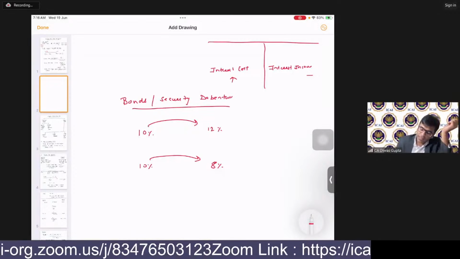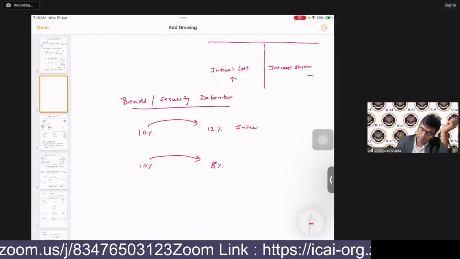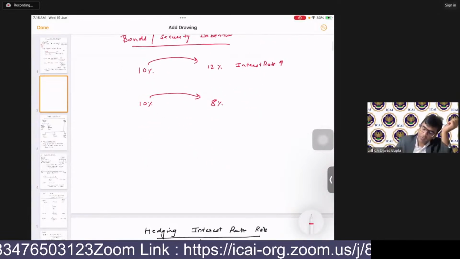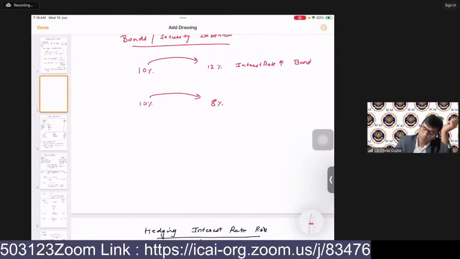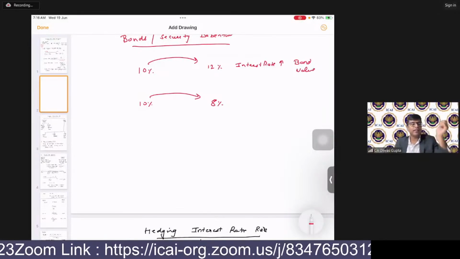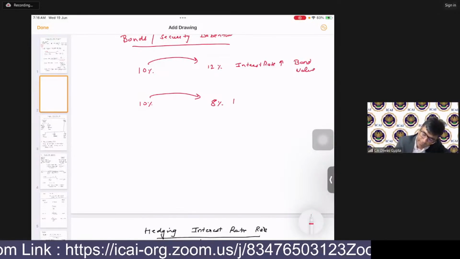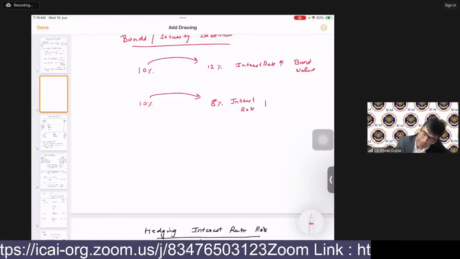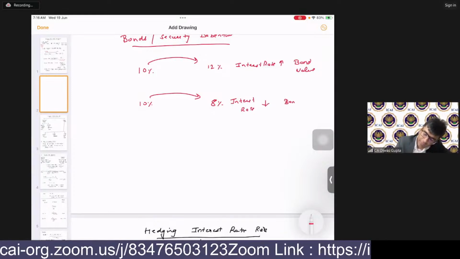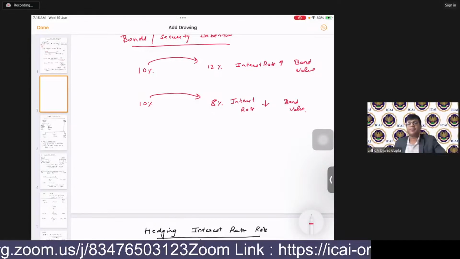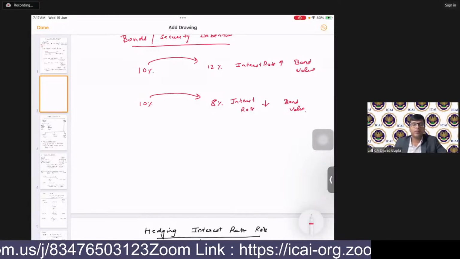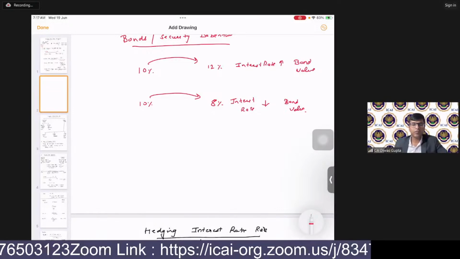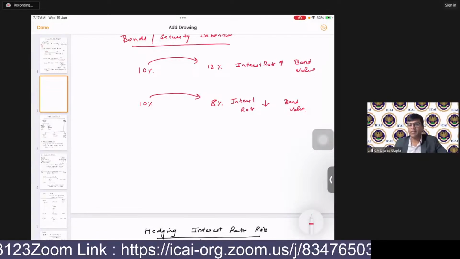So if the interest rate increases, can you tell me bond value where it will go? Whether it will increase or decrease? Similarly, the second part, interest rate decreases, what will happen to the bond value, students? Come on, tell me. You can make use of the Zoom chat box as well.